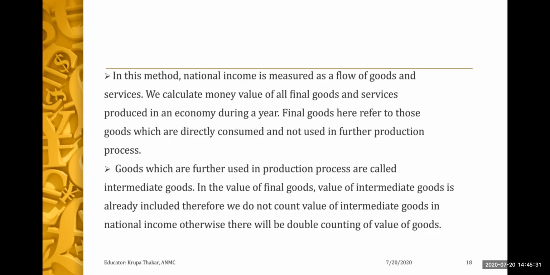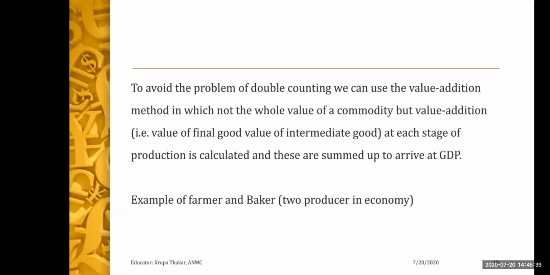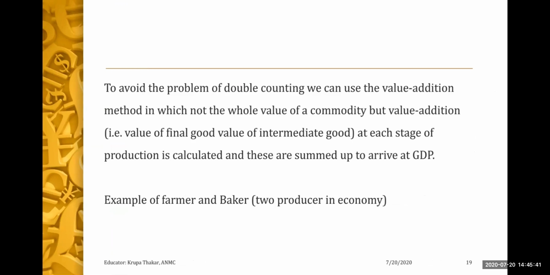Those are intermediate goods. So when we are taking the final value of goods, we are going to exclude the intermediate goods, because if we count the intermediate goods again, then there will be a problem of double counting. To avoid this problem of double counting, we can use the value addition method, in which not the whole value of the commodity, but only the value addition is taken at each stage of production.